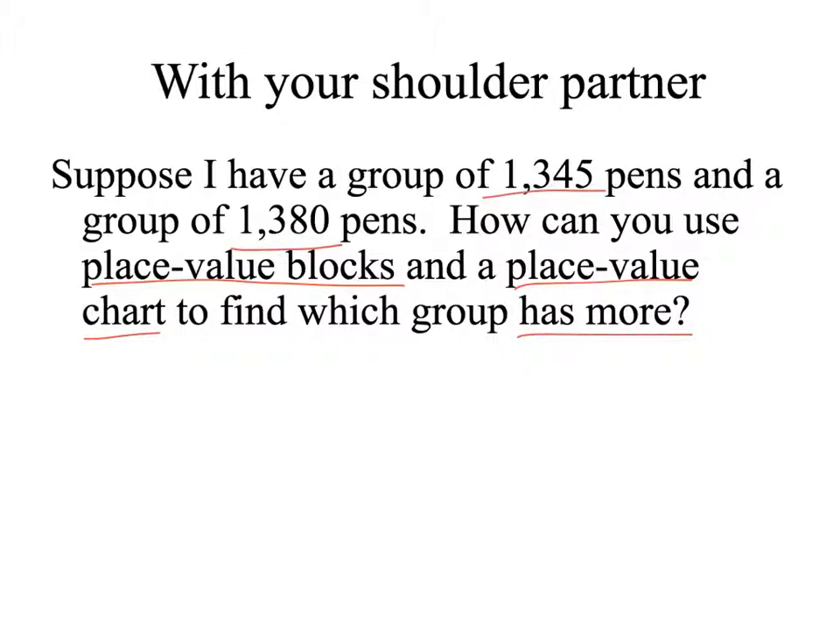Now, some of you might be able to look at the numbers and tell right away which one is more. But the question is asking you, how can you use place value blocks and a place value chart to find which group has more? So you need to be able to explain to me why one number is bigger than the other.